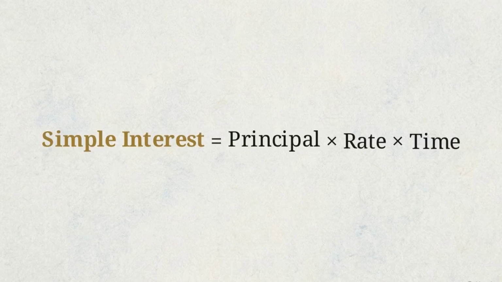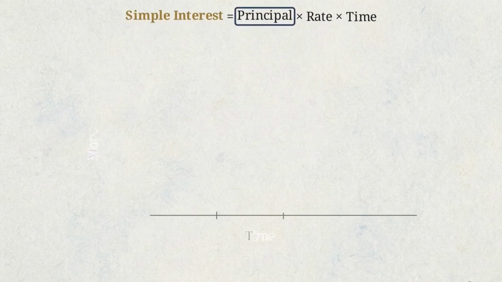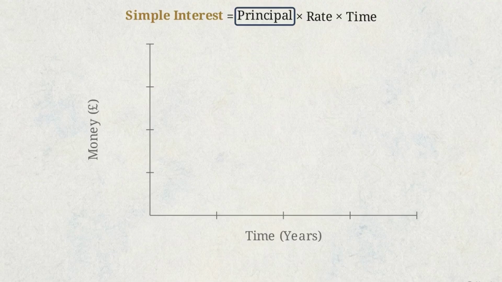This chart shows how your money grows using the simple interest formula. We take your starting amount, which banks call the principal, and multiply it by the interest rate and the amount of time. Because you only ever earn interest on that original starting amount, the growth forms a straight upward line. It never speeds up and it never slows down.